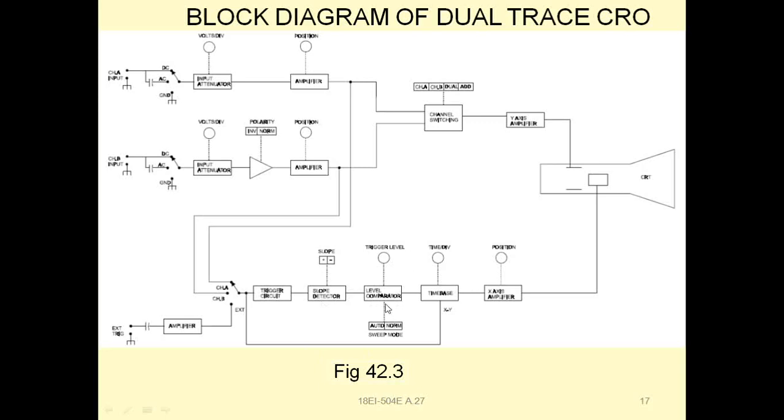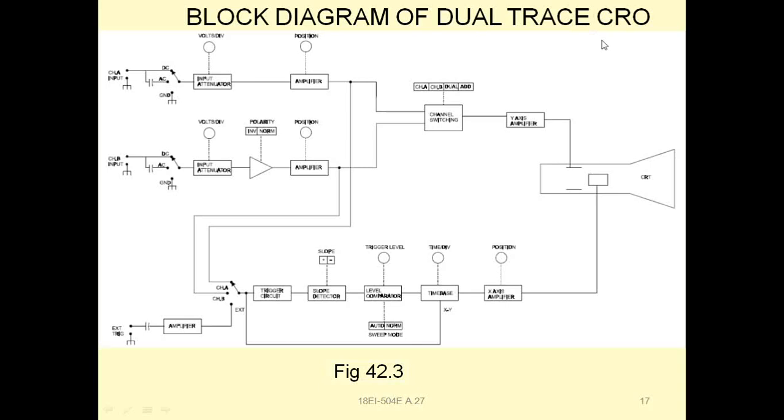Then the trigger level comparator circuit is used to adjust the trigger level. By adjusting the trigger level, you can vary the amplitude of the trigger, that is, the sweep signal, and the time base, that is the time per division. By adjusting this, you can vary the time period of the sweep signal. So that time base is given as input to the horizontal amplifier or x-axis amplifier, that is given to the horizontal deflection plates.